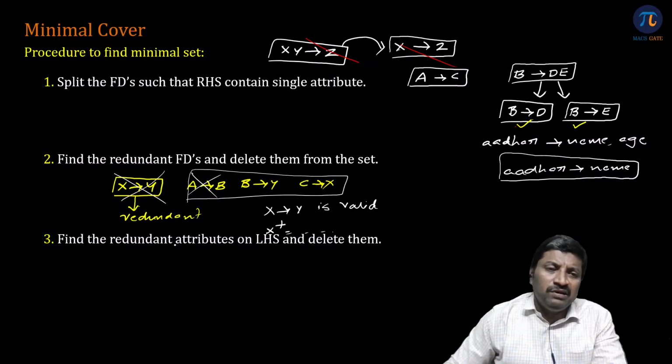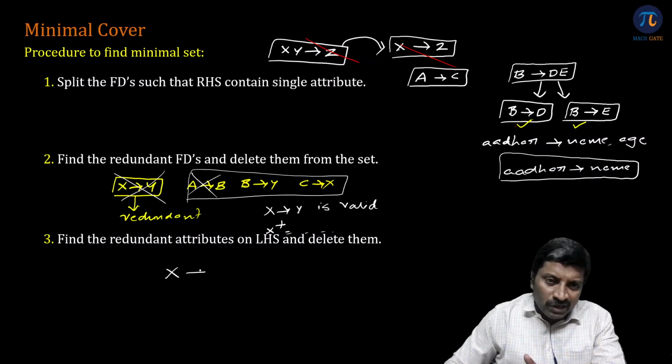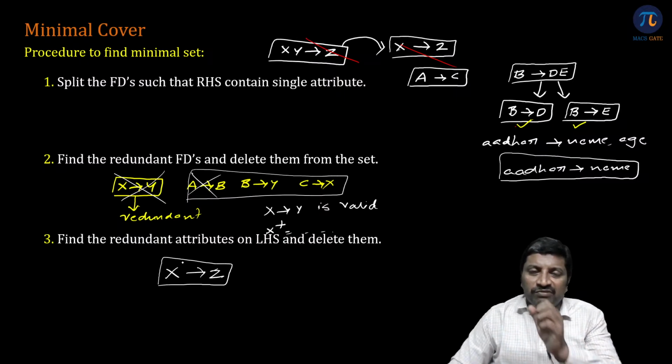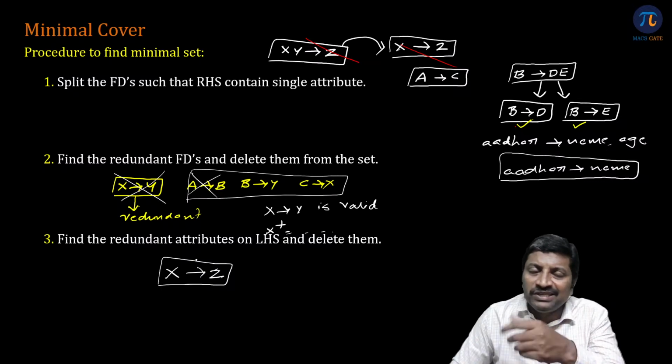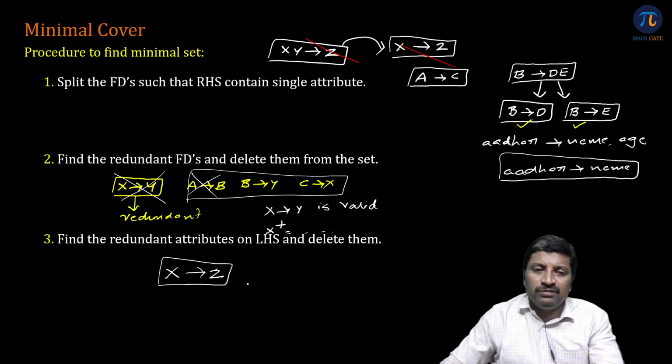The third one, find the redundant attributes on LHS and delete them. This is the story, sir. Suppose I have a functional dependency x goes to z. So the left side contains only one attribute. That means to find the value of z, I have only one way, that is only x. Then x is mandatory to find z.